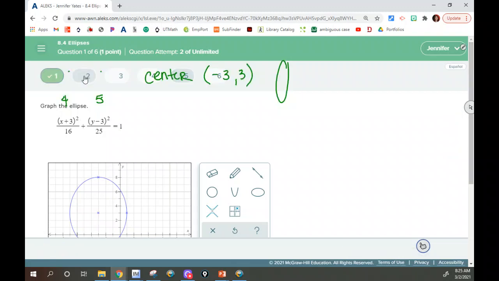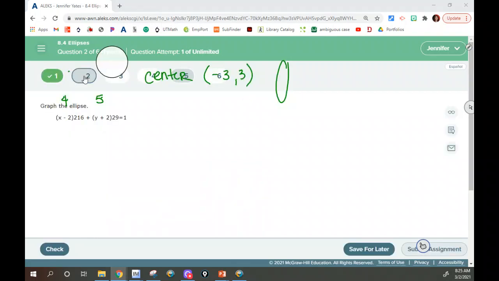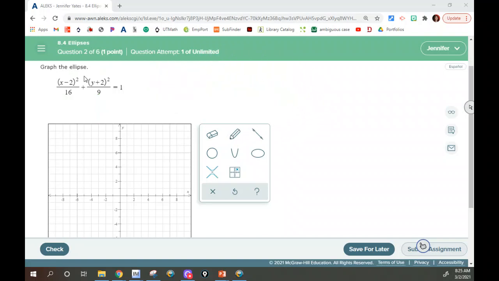I was looking for, I've got to check it if I want to do the try another, don't I? All right, where is the center on this one? 2, -2. Opposite, good. 2 and -2. My distance on the x-axis is 4. The distance on my y-axis is 3. Any questions with how I get those numbers?